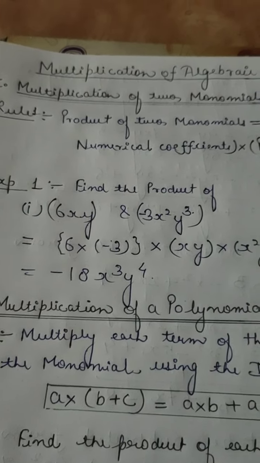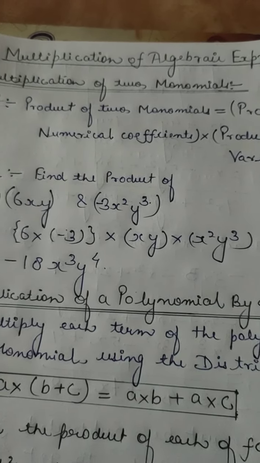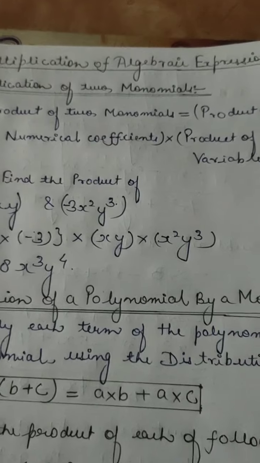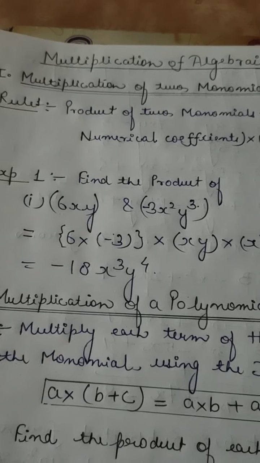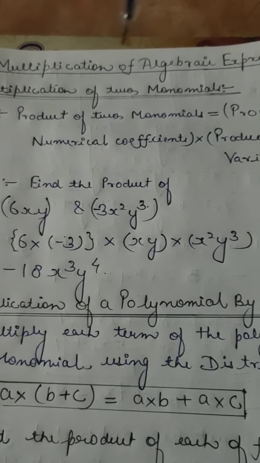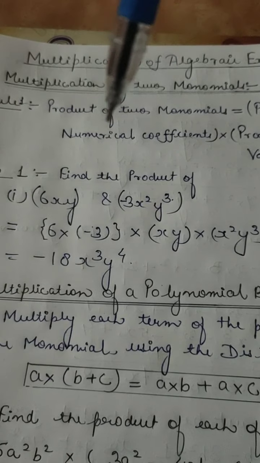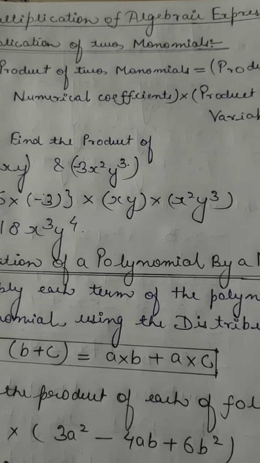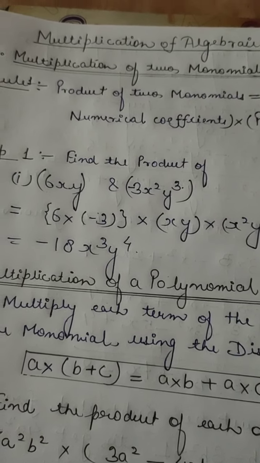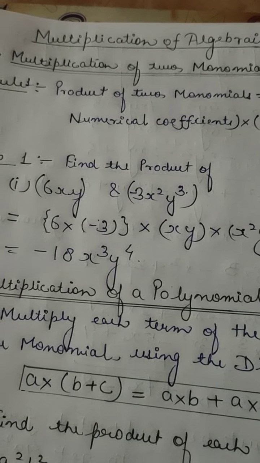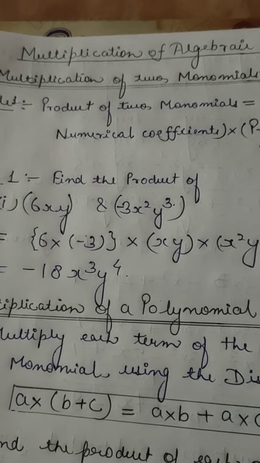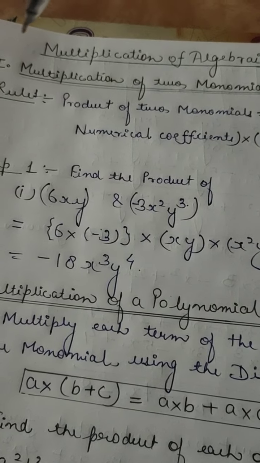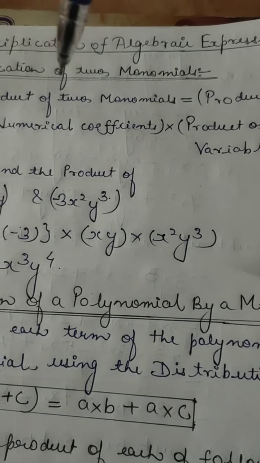So class, now we will continue with our next topic, that is multiplication of algebraic expression. First one is multiplication of two monomials. Here we will learn how to multiply two monomials. Monomials means the expression having only one term is known as monomial. Okay. Then how to perform product of two monomials?